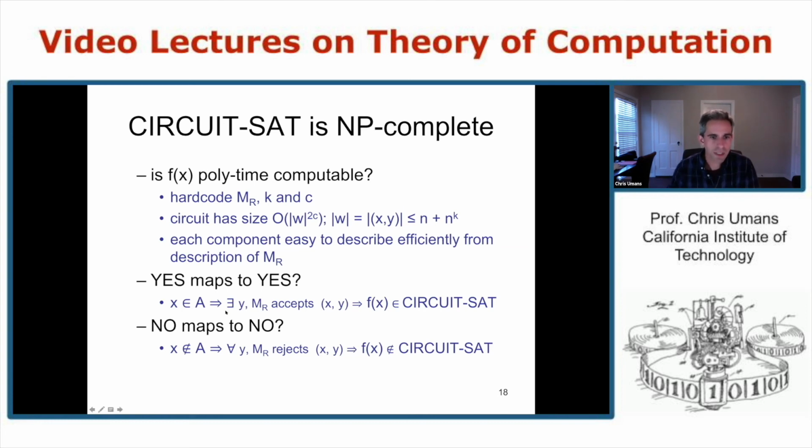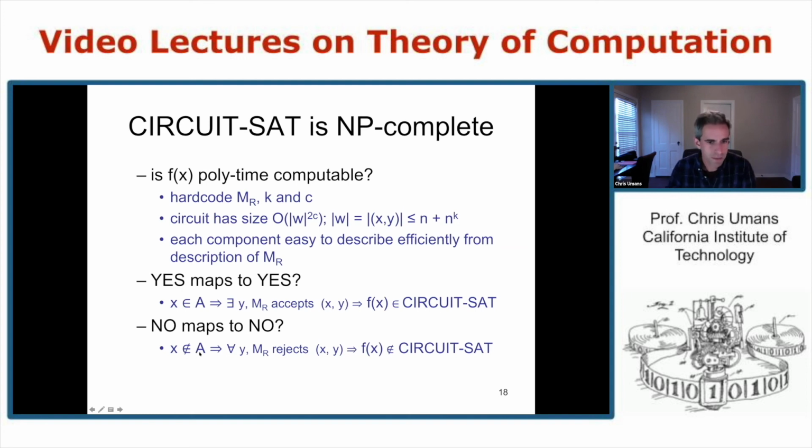Okay, and then does yes map to yes? So if we have a string which is in the language A, then we know that there does exist a Y such that M sub R accepts XY. And that means that the circuit that we produce is a member of circuit SAT, because there exists a setting to the variables of the circuit, Y, that cause it to output 1. Does no map to no?